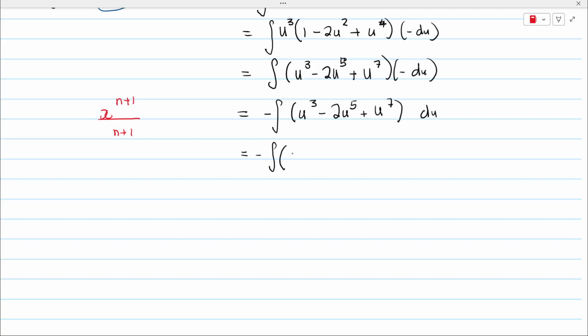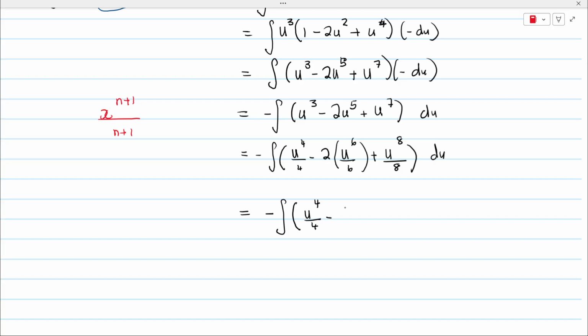So what this becomes is u, then 3 plus 1 is 4, divided by that same value, which is 4, minus, rewrite the coefficient, open the bracket, then it's u exponent 5. So put the base, 5 plus 1 is 6, all over 6, close bracket, plus u, 7 plus 1 is 8, all over 8, close bracket, du. This simplifies to negative integration sign. So open bracket, it's u exponent 4 all over 4 minus.